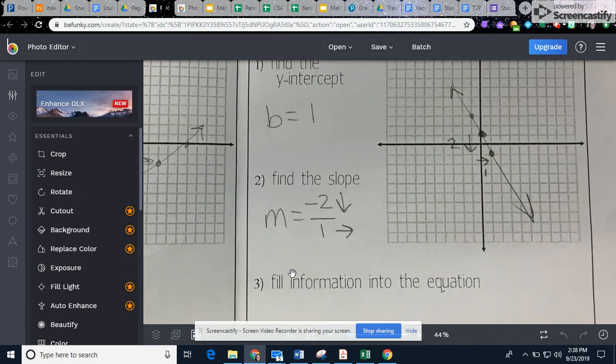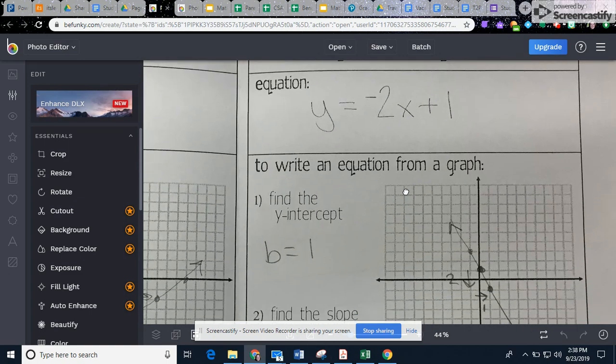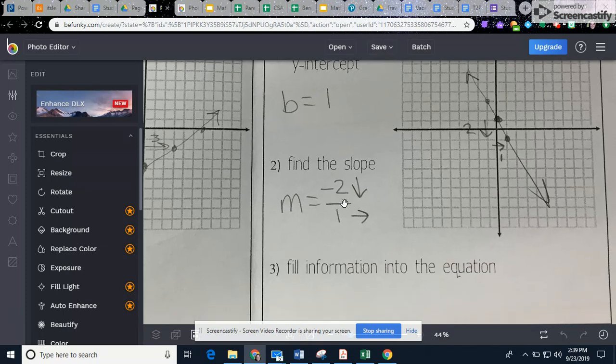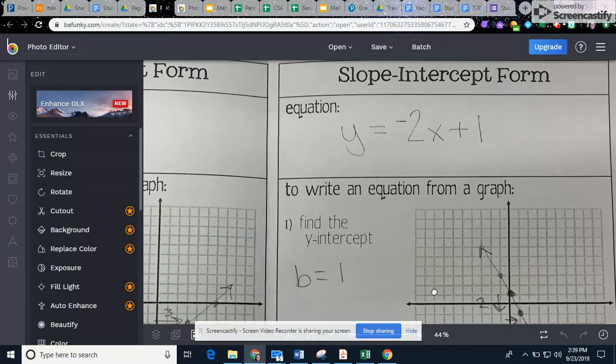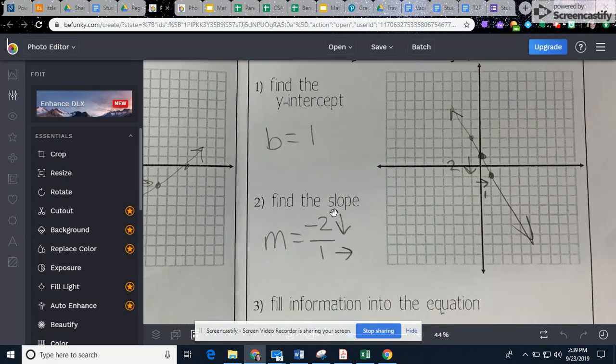Okay, looking at our next example, our equation is y = -2x + 1. Find the y-intercept. Our number that's by itself, the beginning number, is a positive 1. So b = 1. Our slope is going to be a -2 because it's the number that's beside the x. Remember, when we look at the formula, y = mx + b, m is the one that you multiply by x, plus b is the number that's by itself. Okay, so the y-intercept is 1, m is -2.